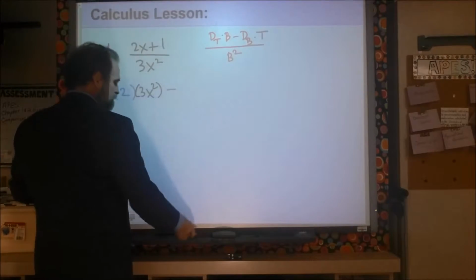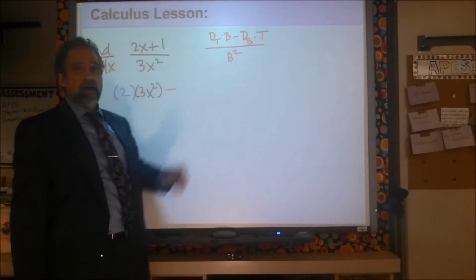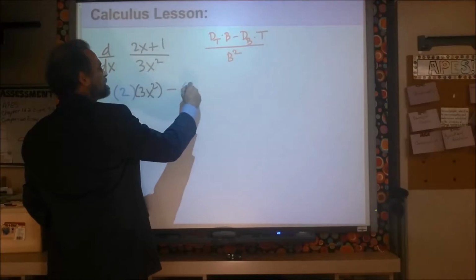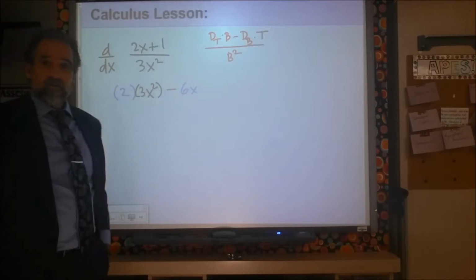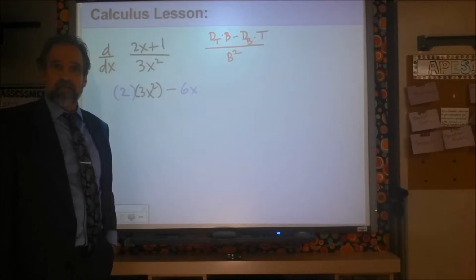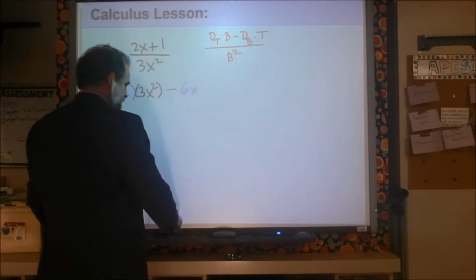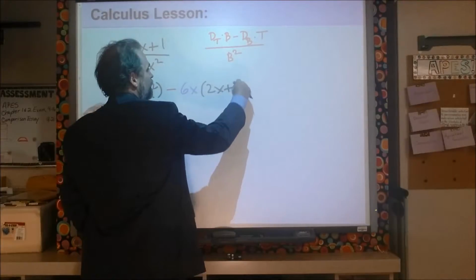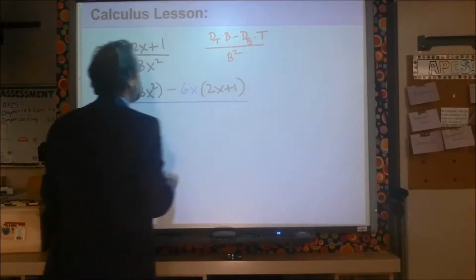Now the algorithm says minus. Minus what? Minus the derivative of the bottom. So let's do that now. 2 times 3 is 6, 6x to the 2 minus 1 is 1. I'm not going to write that 1 now, because we're getting far enough along that you should be able to handle that. So that's the derivative of the bottom times the top. What's the top? Well, it's still 2x plus 1. Nothing's changed.